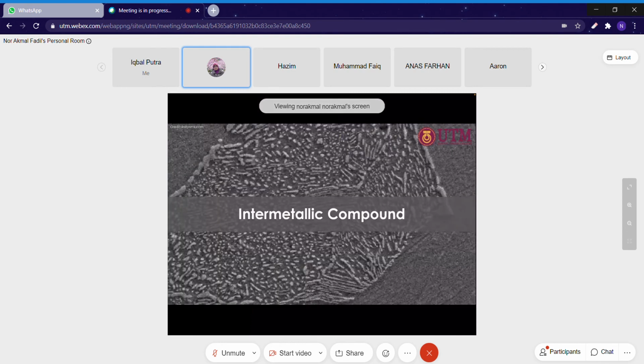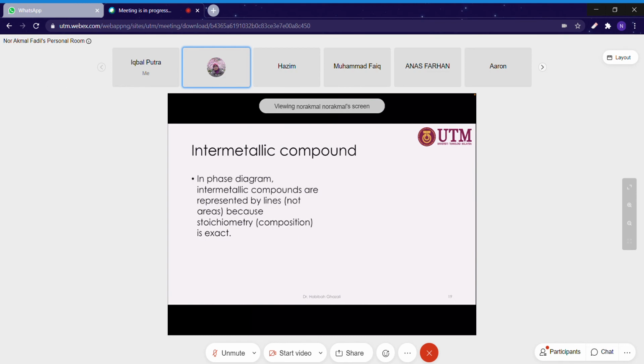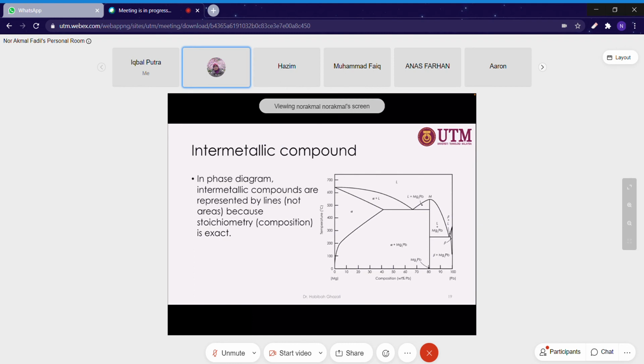All right, so just now we talked about solid solution: alpha, beta, gamma. Next is intermetallic compound. In the phase diagram, intermetallic compounds are represented by lines, not areas, because the stoichiometric composition is exact. If you have 30% atoms of the alloying element inside the crystal structure, the remaining 70% is exactly at that composition forming the phase. That is what we call intermetallic. For example, the magnesium-lead alloy here, with this composition.